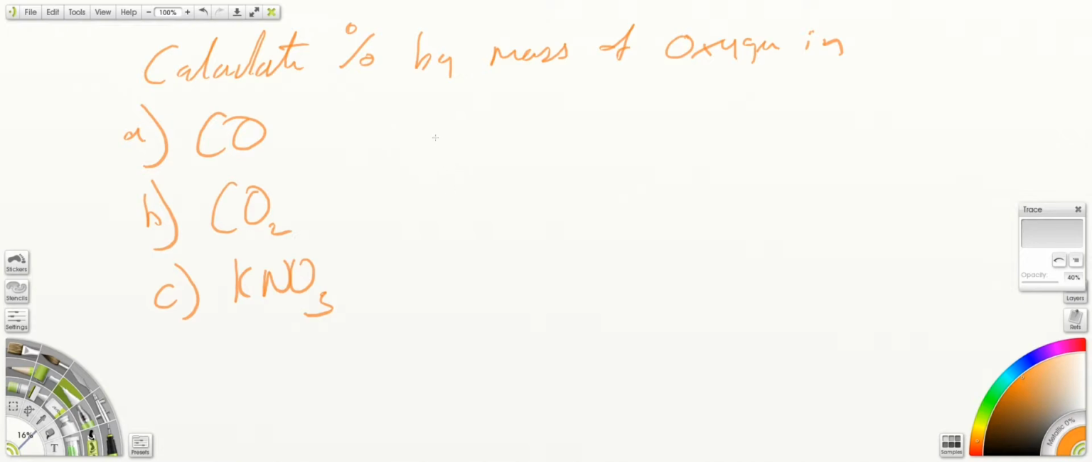Calculate the percentage by mass. Guys, give yourself a title, percentage by mass, so you don't get confused between the different math skills that you need. Calculate percentage by mass of oxygen in carbon monoxide, carbon dioxide, and potassium nitrate. That's CO, CO2, and KNO3. I'm going to get rid of this.